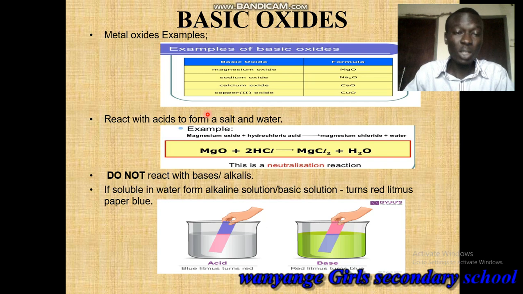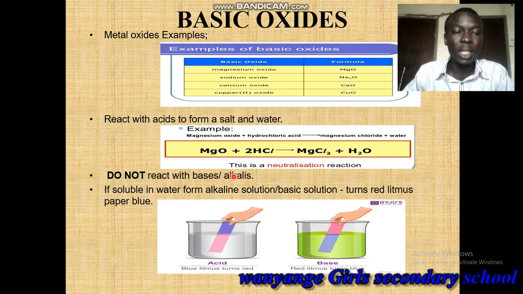Depending on which oxide you are dealing with, the salt will be different. For example, you have magnesium oxide. When it reacts with hydrochloric acid, you will form magnesium chloride, which is the salt, and water. Okay, so the equation is here: magnesium oxide plus hydrochloric acid to form magnesium chloride and water. This kind of reaction is called a neutralization reaction, as you will study about.